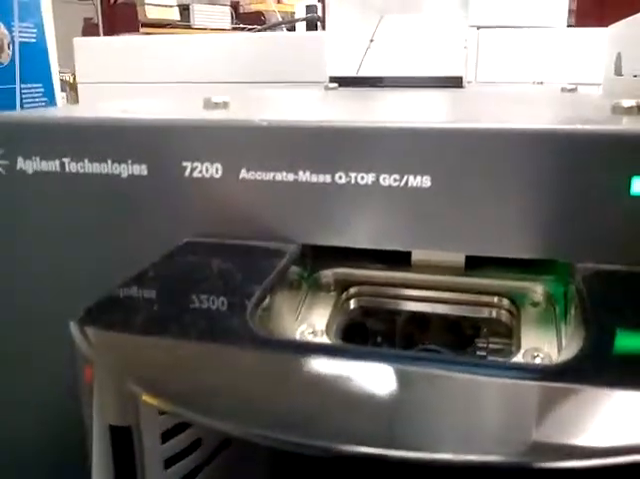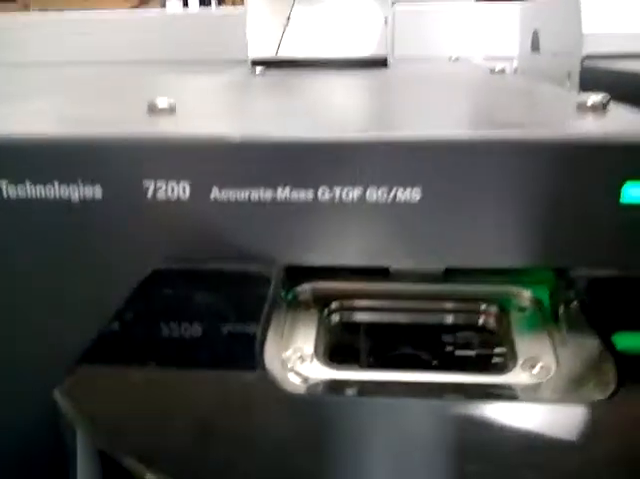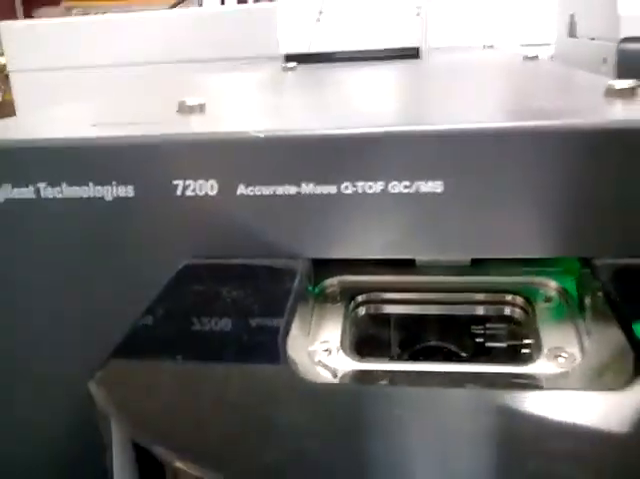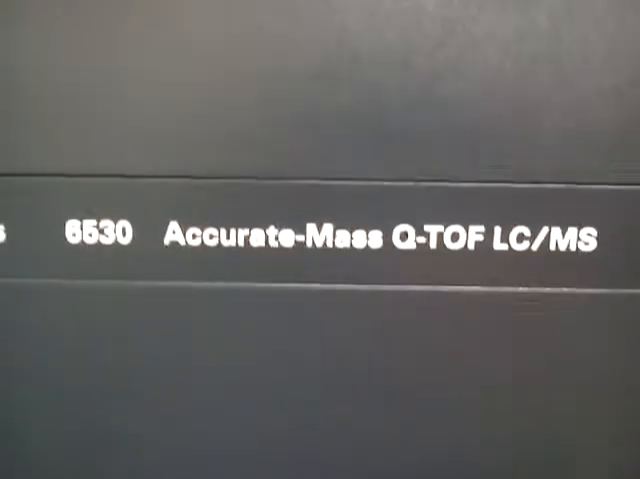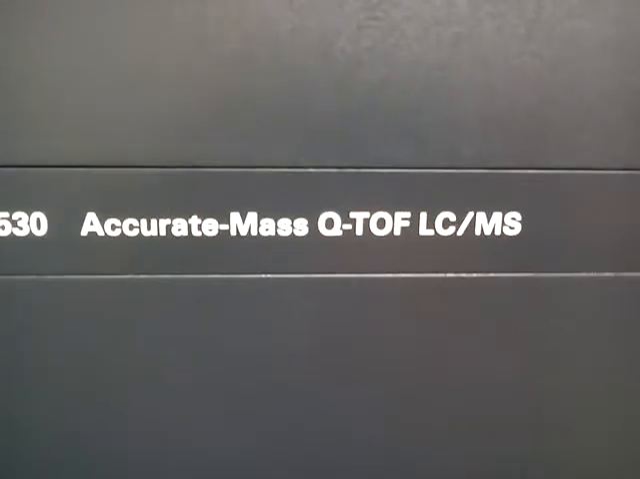QTOFs. Okay, I see you. GC-MS QTOFs. That's good. Oh, but that's not it. What? There's more? Of course. Yeah, that's what I'm talking about. Accurate mass. 6530 QTOF LC-MS. Bam.